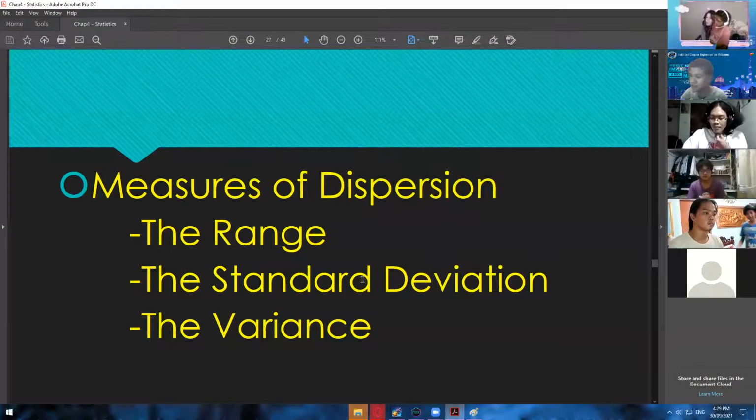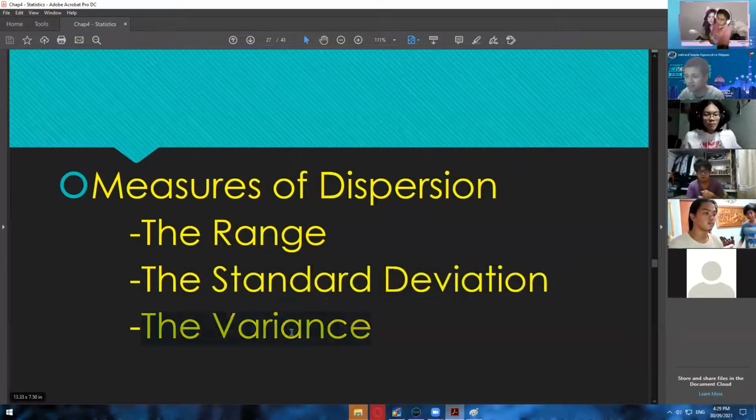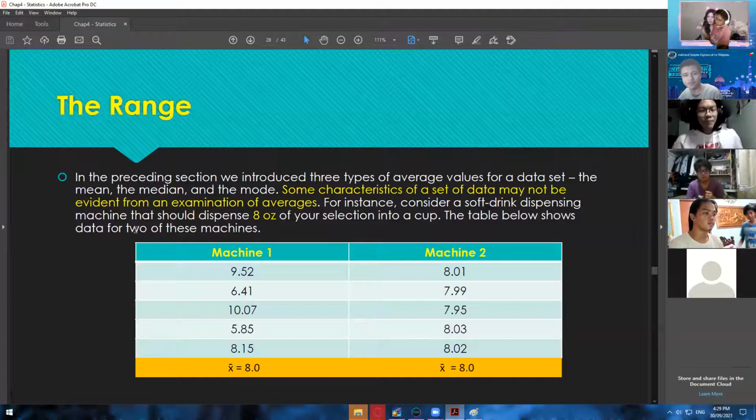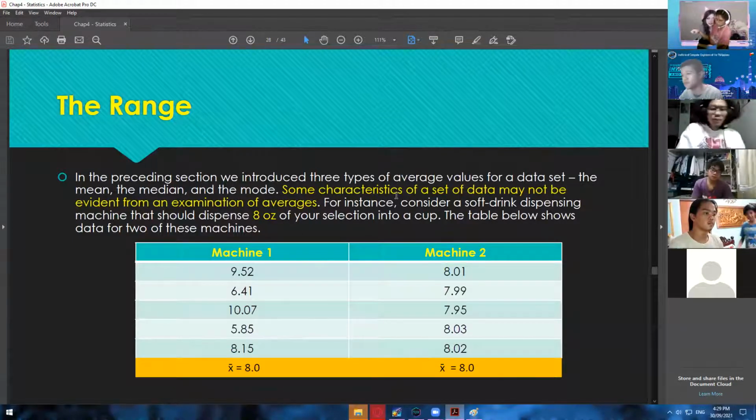In here, the lower the dispersion, or the lower the deviation, the better. You will see later on the use of those: the range, standard deviation, and the variance. Anyway, let's proceed with the range first. In the preceding section, we introduced 3 types of average values for a data set: the mean, the median, and the mode. Some characteristics of a set of data may not be evident from an examination of averages.